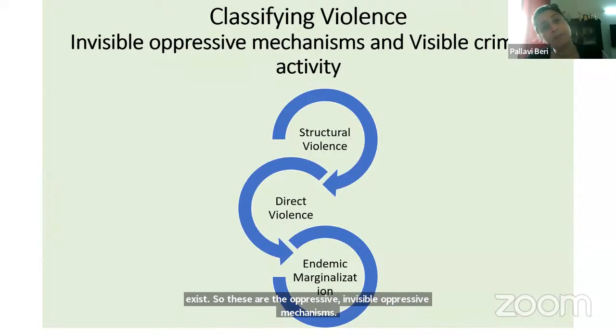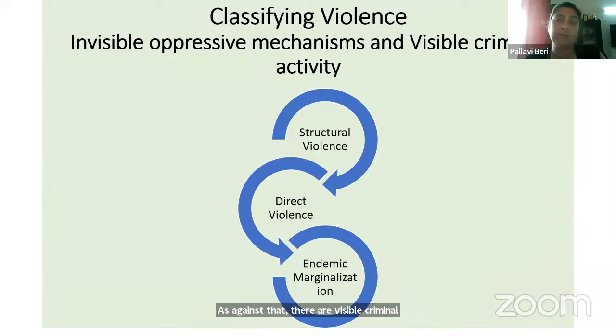As against that, there are visible criminal acts against women that women experience as violence, in the form of rape, trafficking, and so on and so forth. So what I'm trying to argue in my paper is that it is these invisible oppressive mechanisms, the biases, the prejudices, the discriminations against women, which are categorized within the larger domain of structural violence, and they lead to what we call direct violence, which involves wife beating, trafficking, and so on. And this direct violence hence results in endemic marginalization of women. So this is the framework on which I'm trying to build my paper.